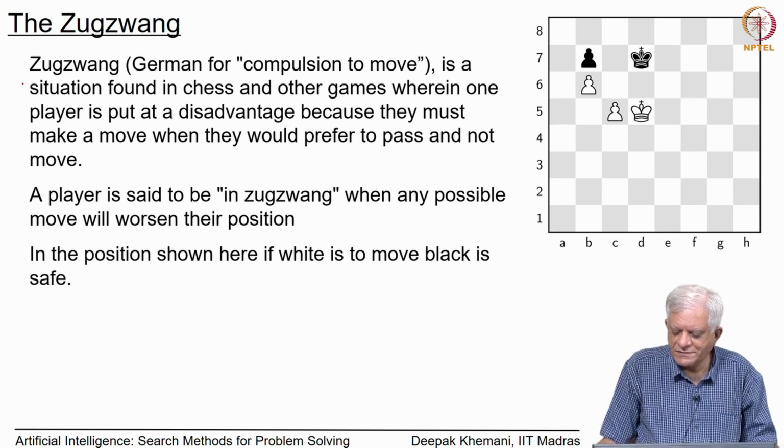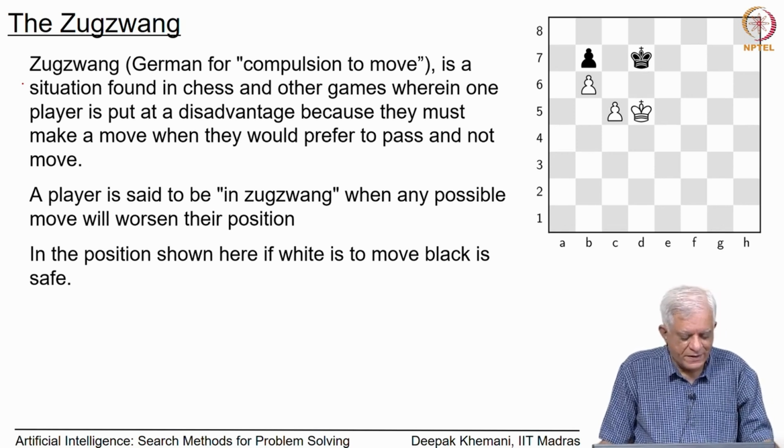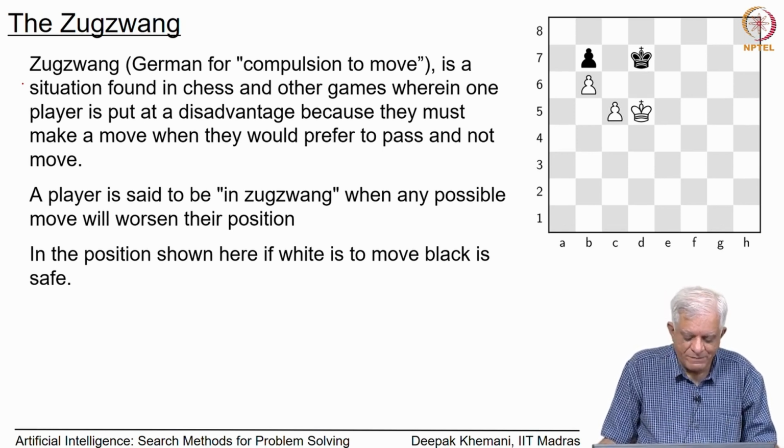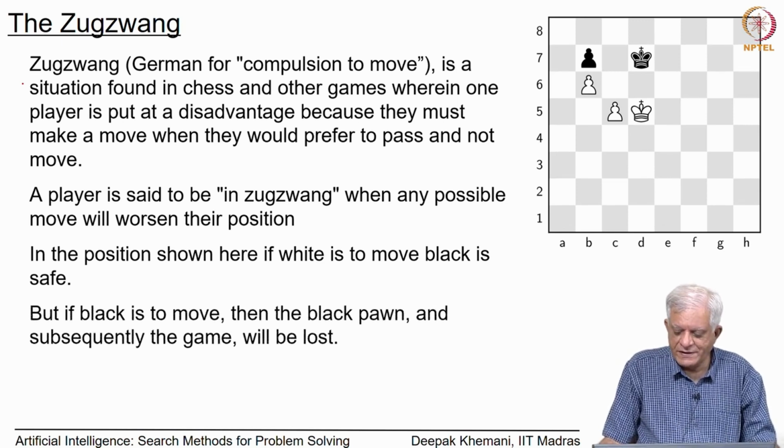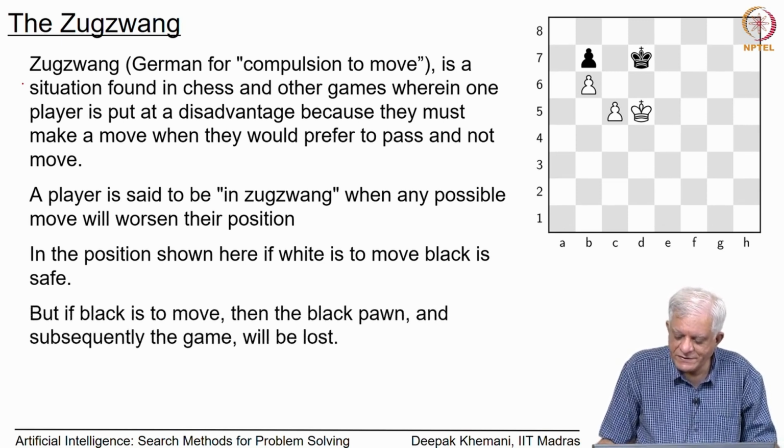White cannot move the pawn, because the pawn would be captured by the black pawn, and then if white moves the other pawn ahead, the black king can go after it and capture it essentially. So, if white is to move, then black is safe, but if black is to move, then the only move that black can make is to move the king.